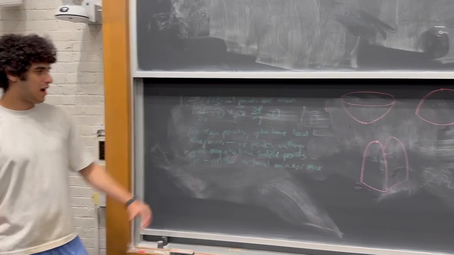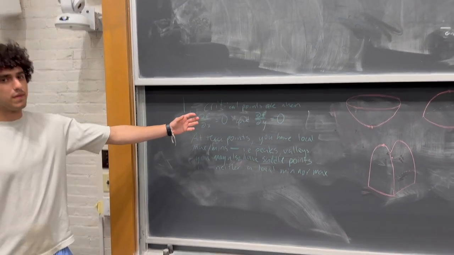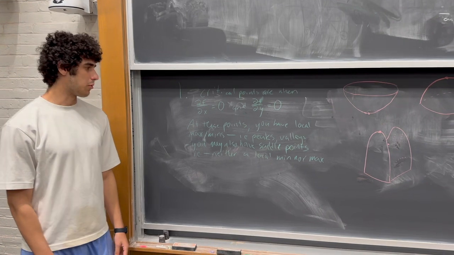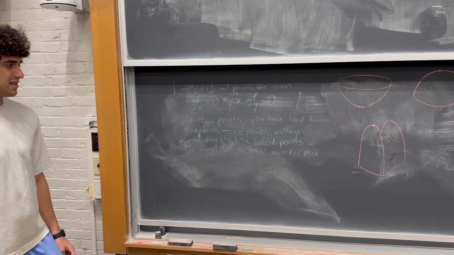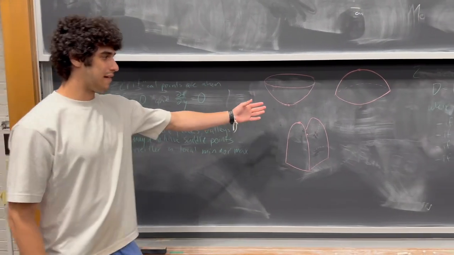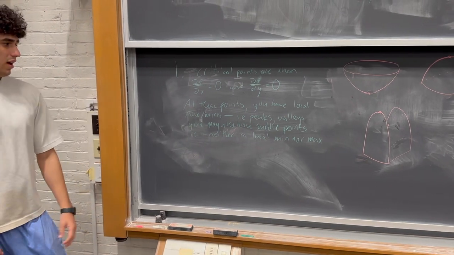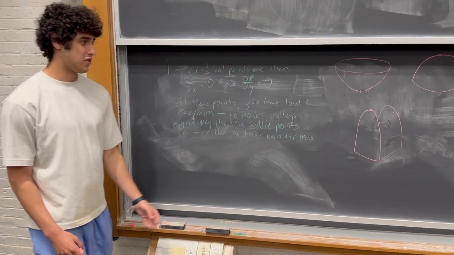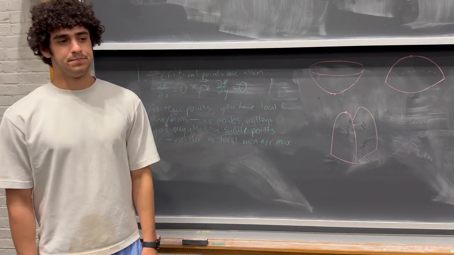So the first step for optimization is finding the critical points, which are points when the partial derivative of x and y are both equal to 0. And at these points, you're generally going to have local maxes and mins. For example, you're going to have valleys or peaks. But you might also have critical points that are saddles, which are critical points that are neither maxes or mins.